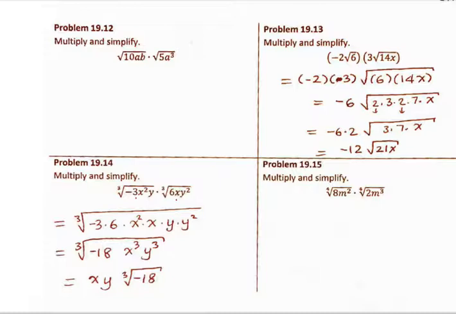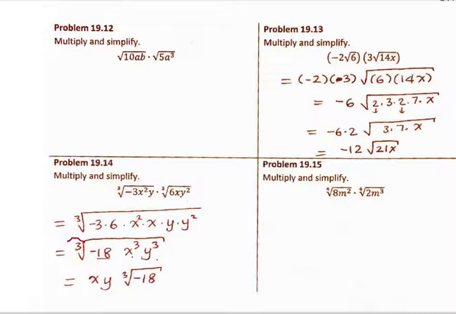So we have -3 and 6 as numbers, and we have x squared and x, and y squared as the variables. So we will multiply the numbers to find -18. We multiply x's and y's separately. We find x cubed and y cubed. So we will simplify this expression.